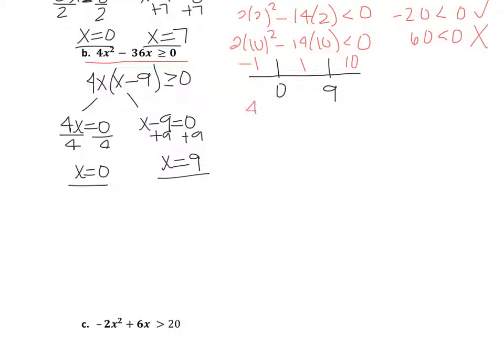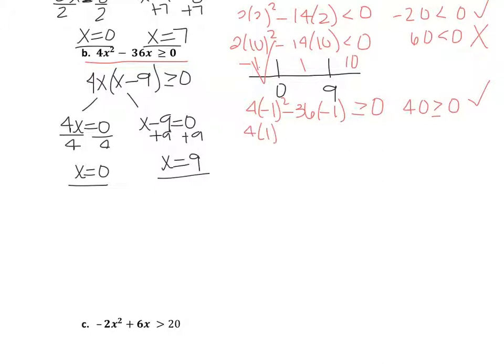So 4 times negative 1 squared minus 36 times negative 1 is greater than or equal to 0. That gives me 40. Now, is 40 greater than or equal to 0? Is that a true or false statement? That's a true statement. So I'm going to come over here and put a check mark. And then I'm going to move on to the next interval.